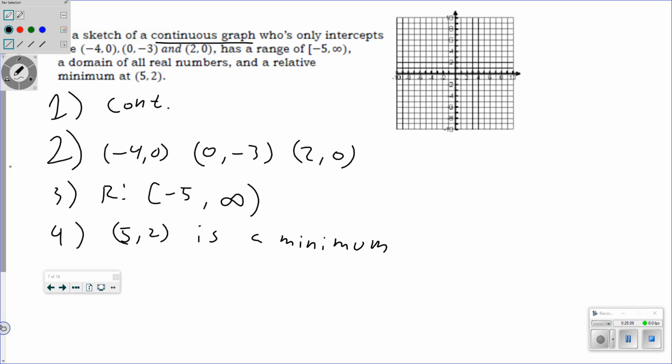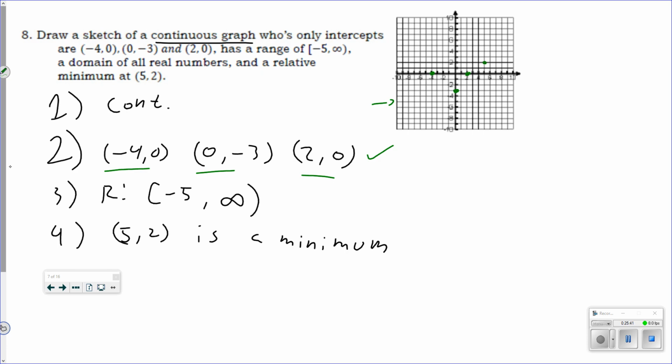So I'm going to go ahead and graph my intercepts because I know I have to have these points: (-4, 0), (0, -3), and (2, 0). These are the only intercepts I can have. So I plotted these. Make sure you do not cross the x-axis any other time. Also, a range of -5 to infinity. So my lowest point has to be -5. So somehow I have to get down to here somewhere on this line. And also at (5, 2), I have the minimum. I'm going to put a dot there so I don't forget about it.